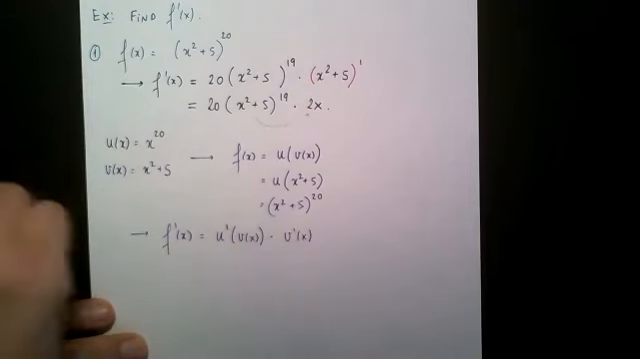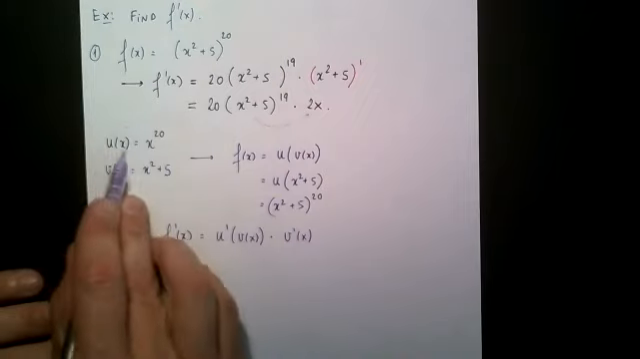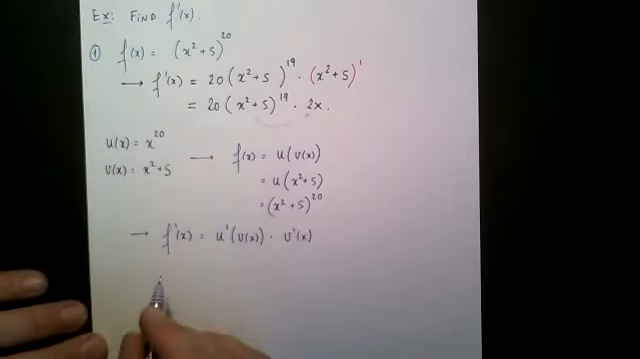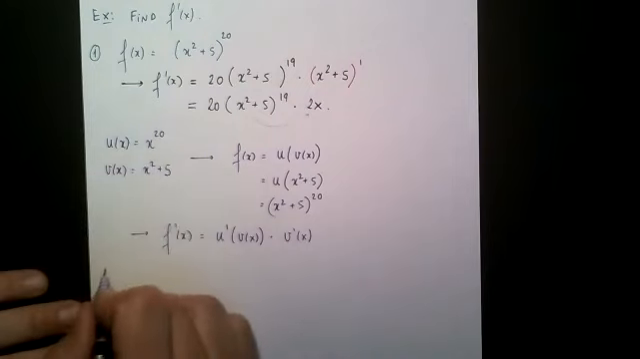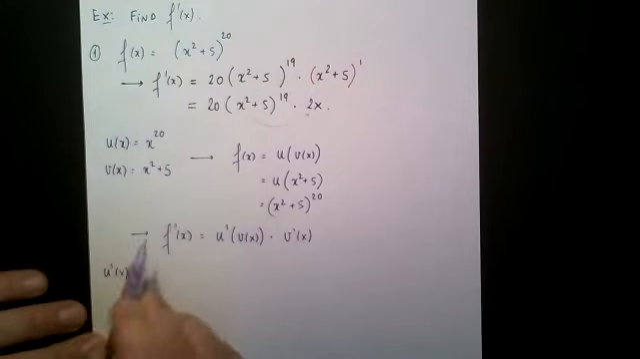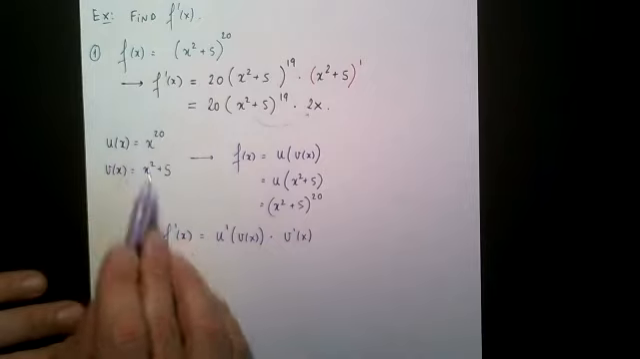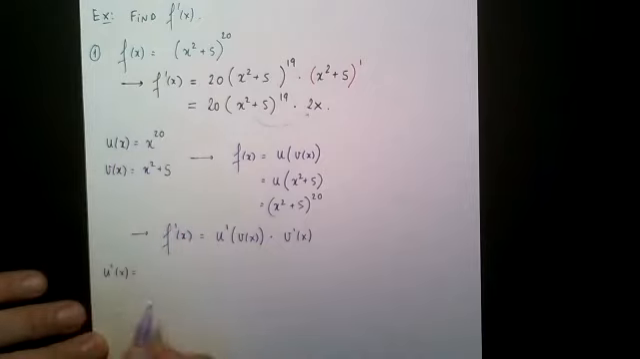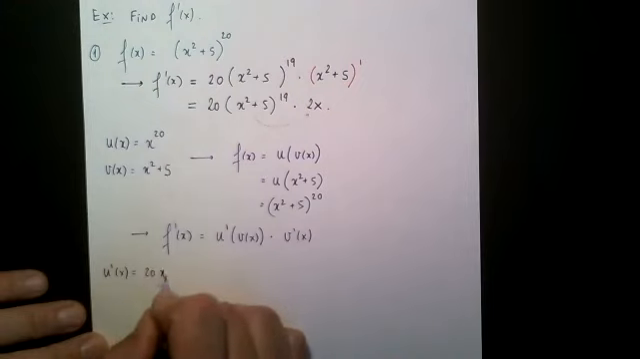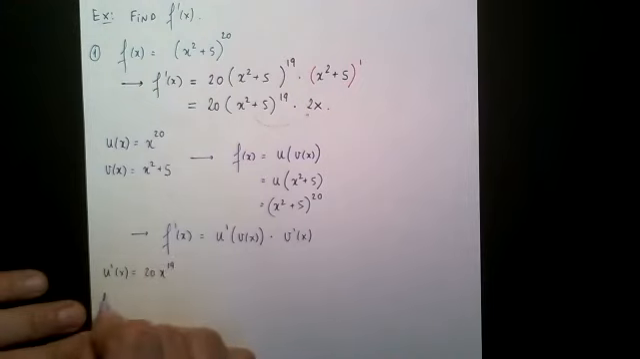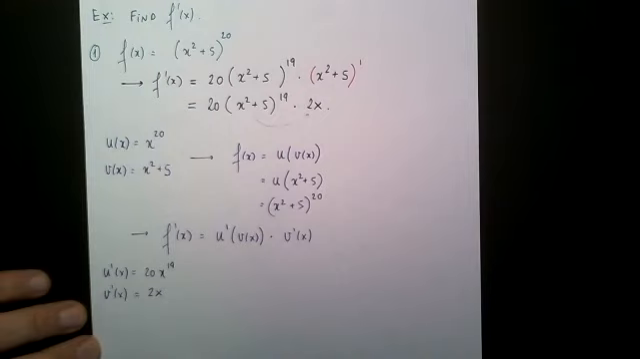So let's see, I know what u of x is. u of x is x to the 20. What's u prime of x? Somebody? 20x to the 19. Very nice. And if v of x is x squared plus 5, what's v prime of x? 2x. Okay, good.